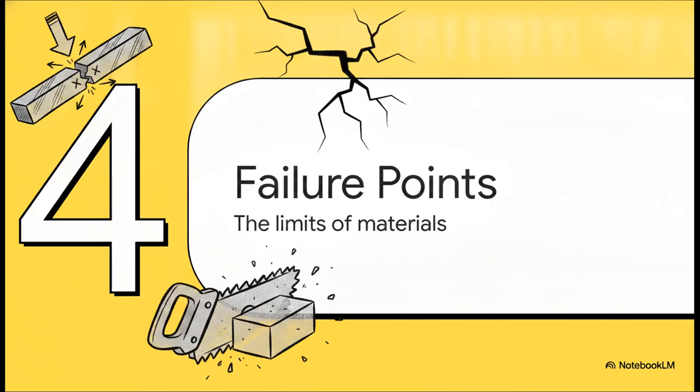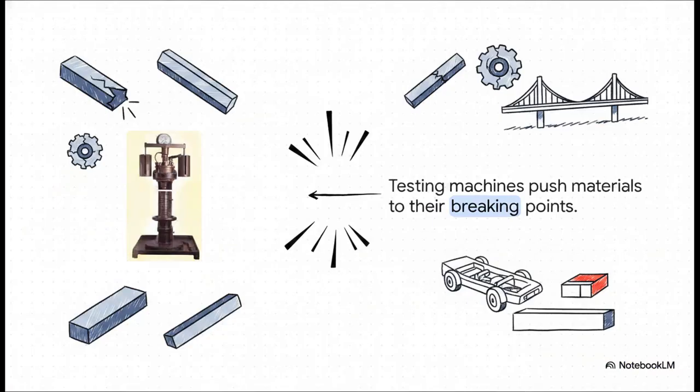Let's move to Section 4, failure points and machinability. Because, let's face it, no material is invincible. Eventually, physics always wins. Before any metal goes into a bridge or a car, it is ruthlessly tested to destruction in mechanical testing machines, just like the one you see here. Engineers apply immense pressure, pulling and crushing materials to discover their ultimate breaking points. We have to know exactly where those failure limits are, so we can design safely within the margins.